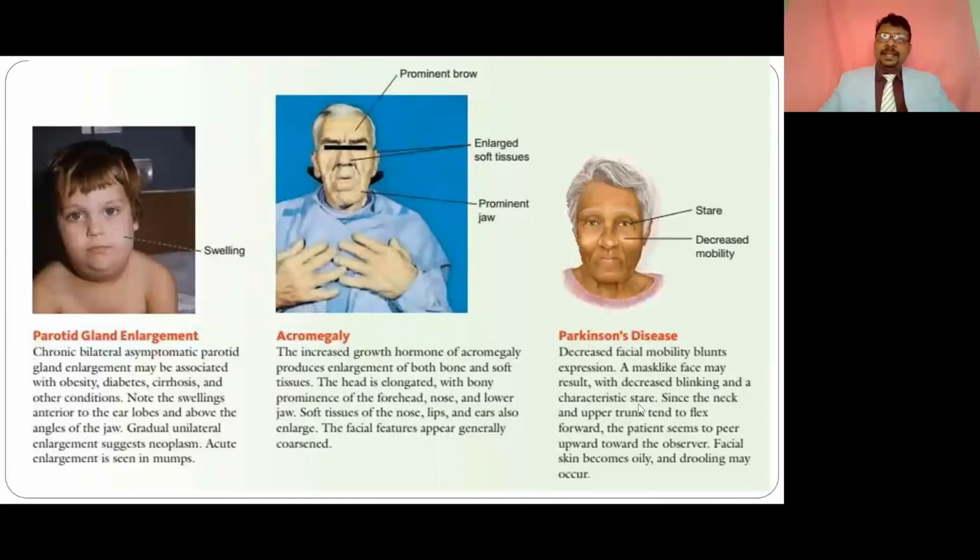That is bradykinesia, slow movement. While walking also, their movement will be very slow. Their posture is also going to change. Since the neck and upper trunk tend to flex forward, the patient seems to peer upwards towards the observer. Facial skin becomes oily and drooling may occur.